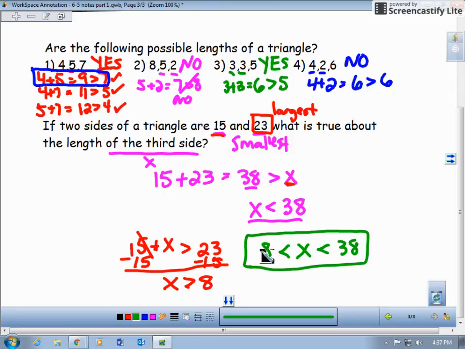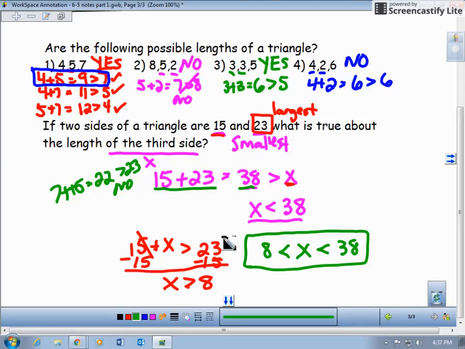If that third side was like 7, 7 plus 15 is 22. And 22, is it greater than 23? Well, no. So we know it's got to be 8 at the minimum. And we know it has to be less than 38 because, once again, that 15 plus 23 is 38, and it's got to be greater than the third side. So that third side can't be 39 or 40 or even 38.1 because those two sides would not be greater than that third side.